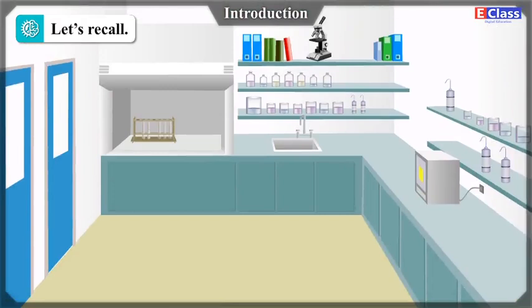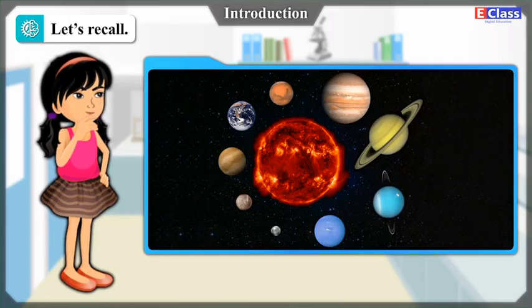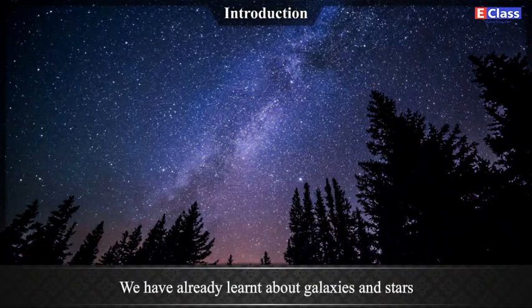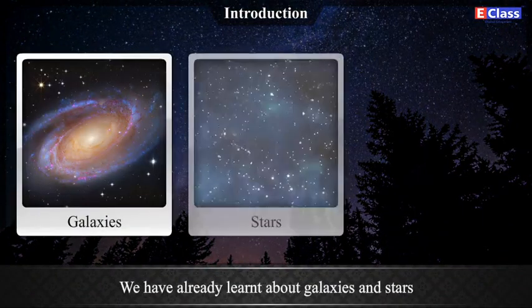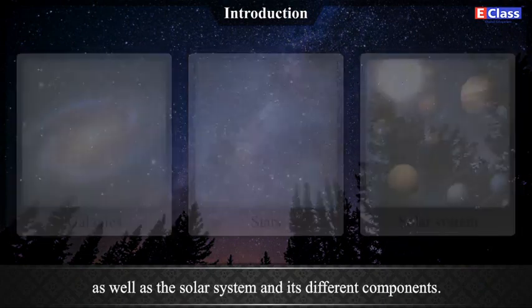Let's recall. 1. What is a galaxy? What are the various components of a galaxy? 2. What are the different types of stars? We have already learned about galaxies and stars as well as the solar system and its different components.